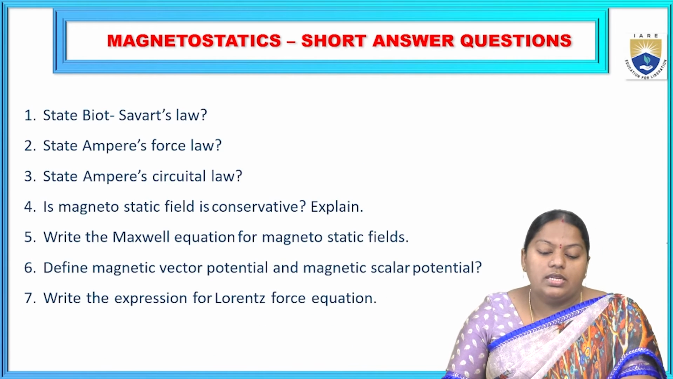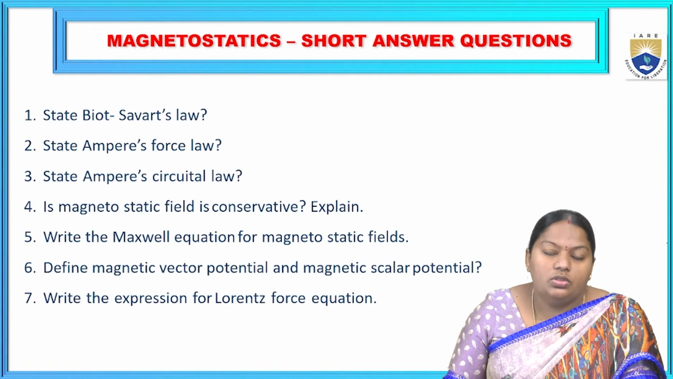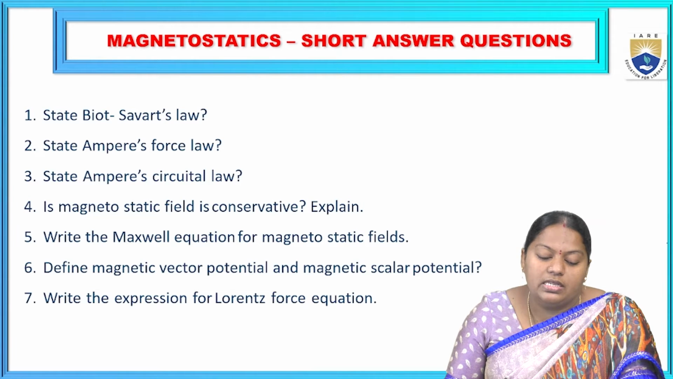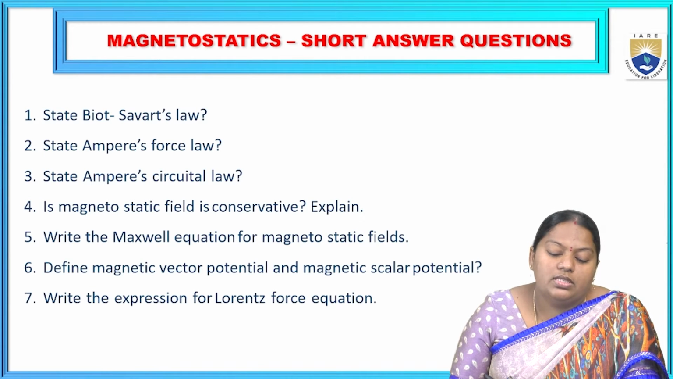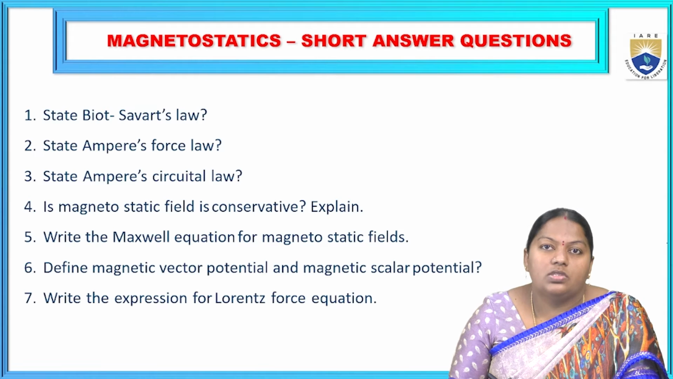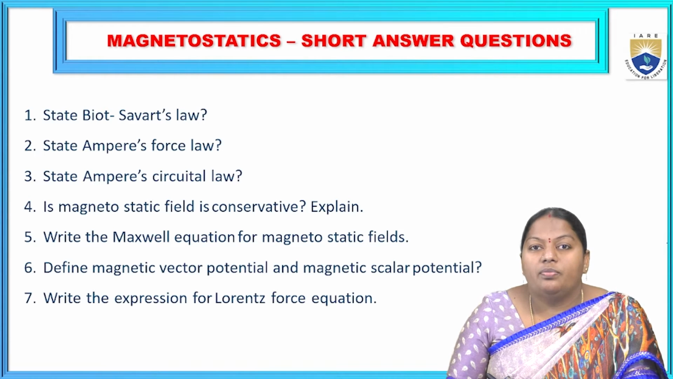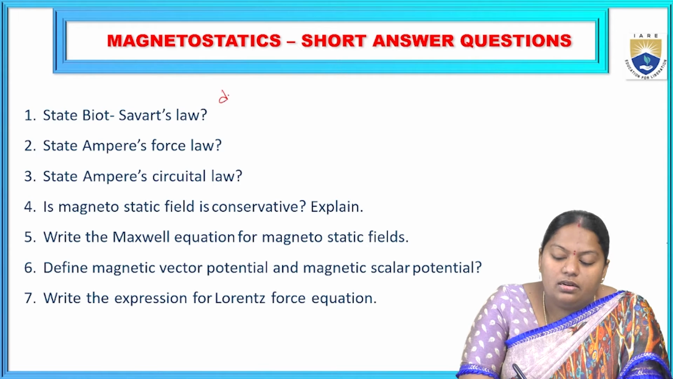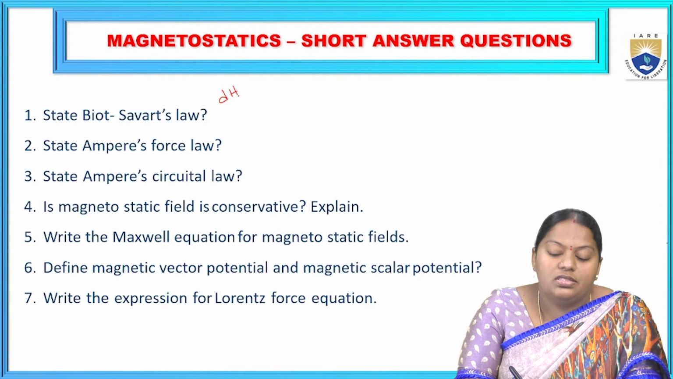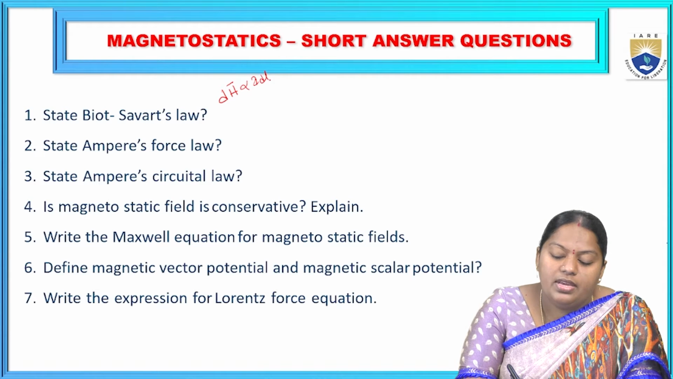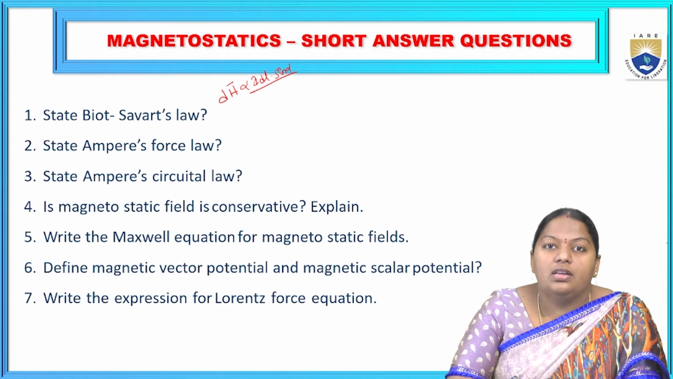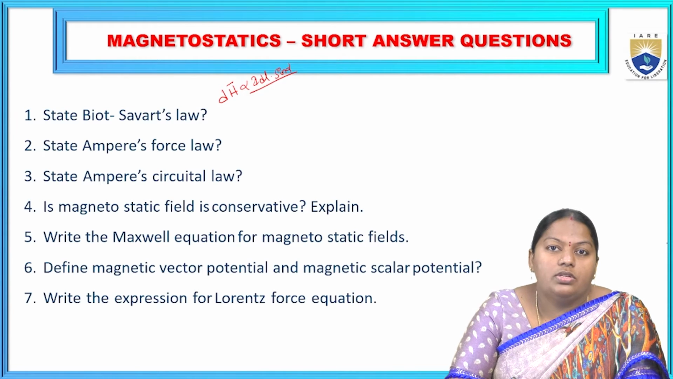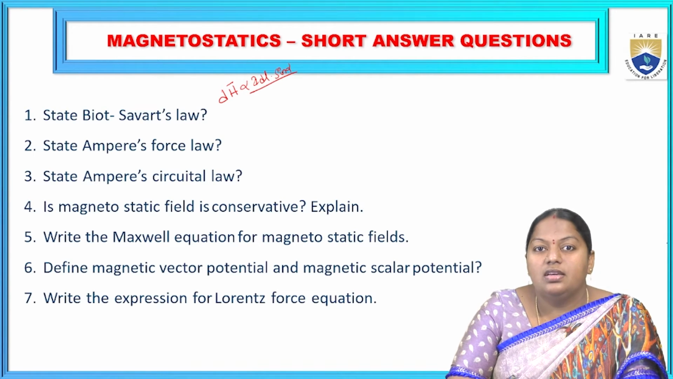So, state Biot-Savart's law. In a short way, how do we define this law? Biot and Savart are two scientists who proposed the differential component of magnetic field intensity. So Biot-Savart's law states that the differential component of magnetic field intensity, that is dH, is directly proportional to the current element IDL and the sine of the angle between the current element IDL and the point P where we are going to evaluate the magnetic field intensity H.